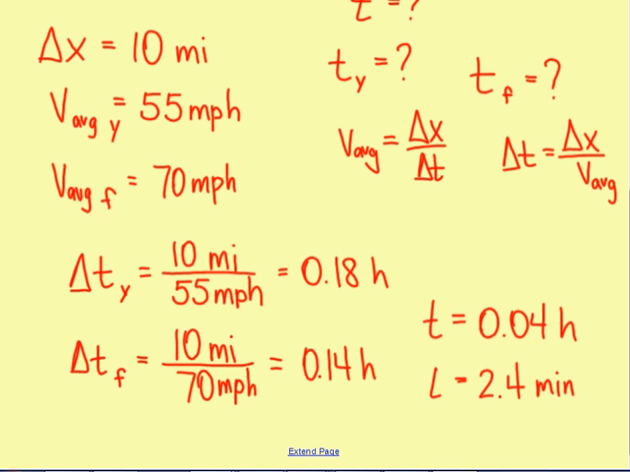Okay, is that a reasonable answer? Yes. And it's actually very interesting finding out that your friend, who's going a whole 15 miles per hour over the speed limit, is only getting there 2 minutes faster than you are. Is speeding really worth the risk? Well, this problem tells me that it's not. Moving on to the next problem.